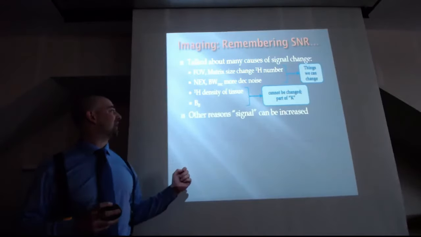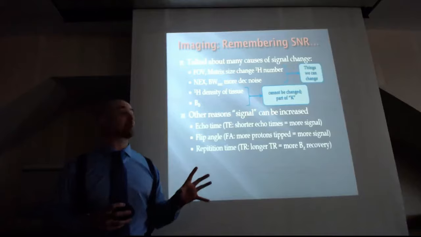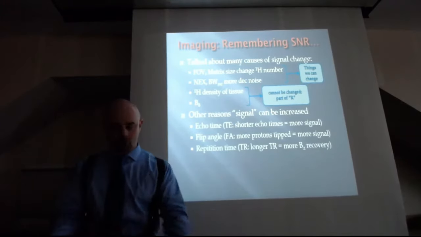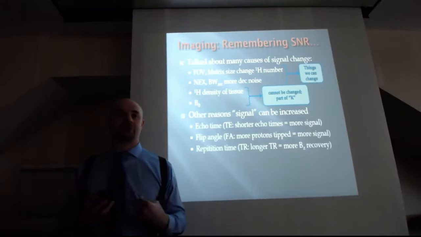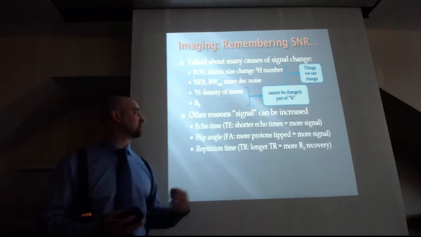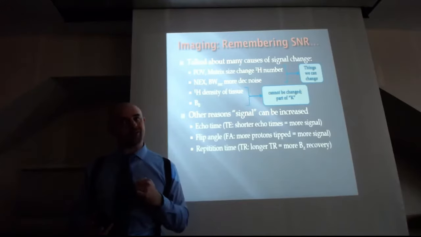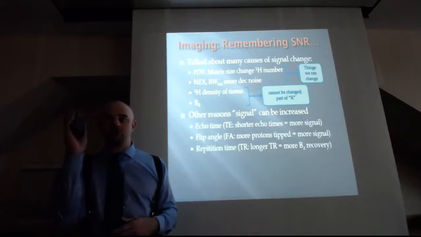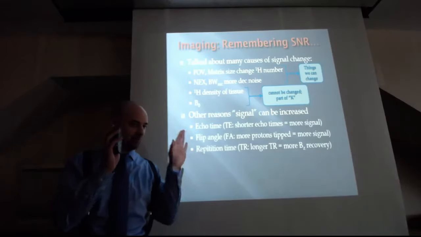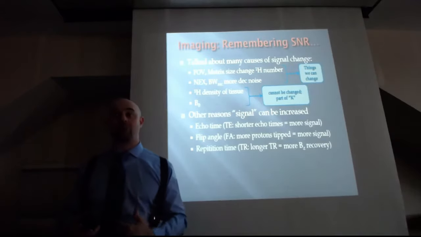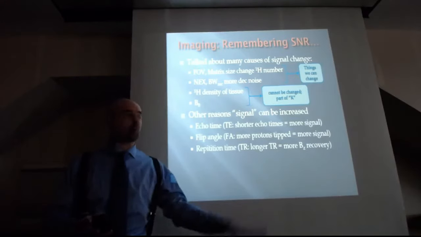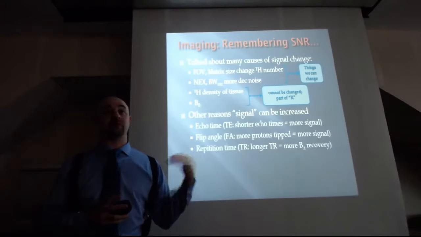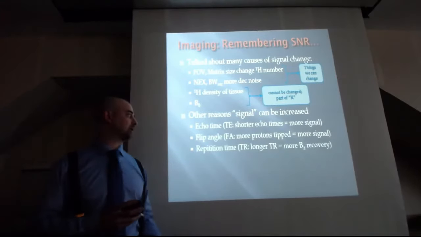Remember, those are that K factor in the SNR-only equation that I wanted you guys to remember. Now, other reasons that the signal could be increased would include the echo time. The longer you wait to collect an echo, the more your spins are going to dephase, the more signal you're going to lose. So a shorter TE will give you more signal. Flip angle: if you're using a very small flip angle, you're barely putting any spins into the XY plane, and if you use a 90, then you put all of them into the XY plane. So a larger flip angle gives you more tipped protons, which gives you more signal.